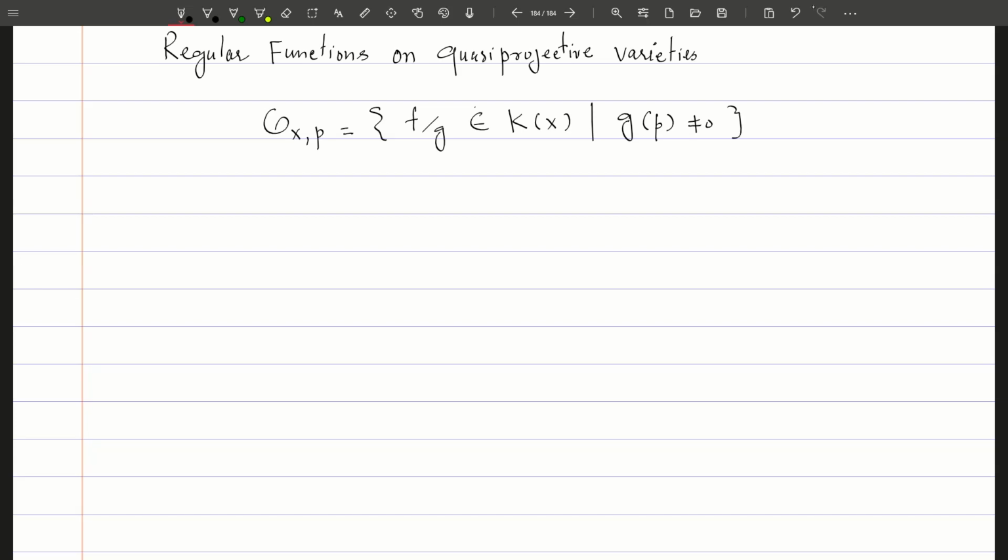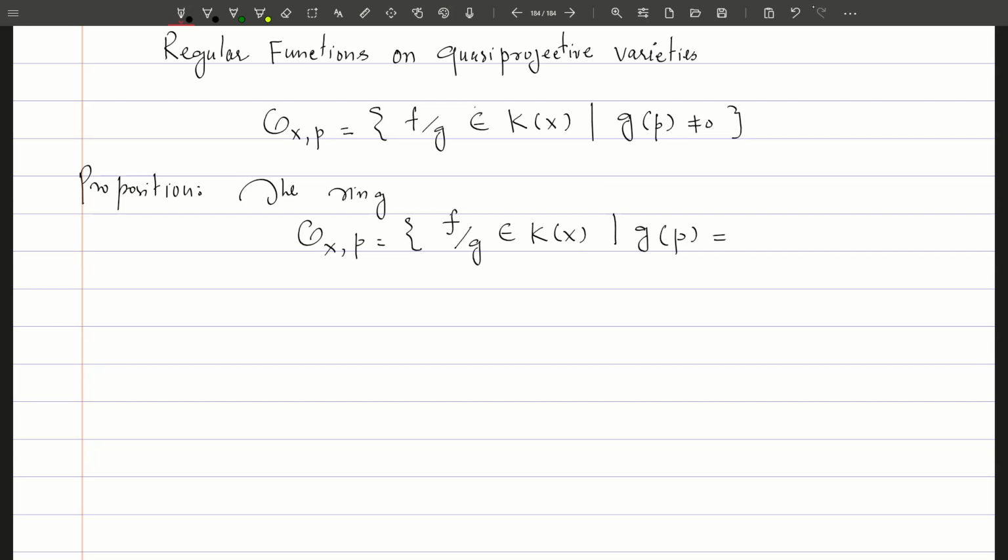So in the last lecture we said that this ring is a local ring, but we didn't prove it. Now here we are going to prove it. So we have a proposition. The ring OXP is the set of rational functions of the form f divided by g, where g at p is different from 0. This ring is a local ring.